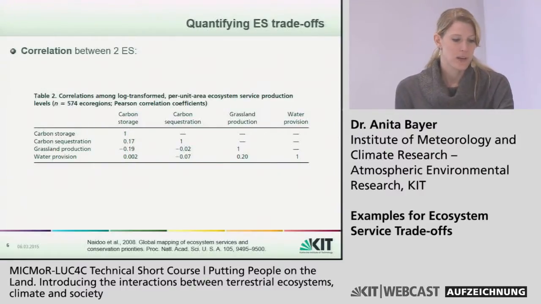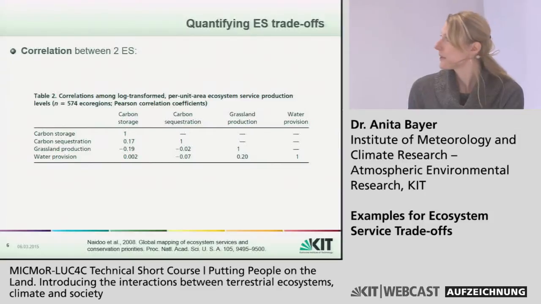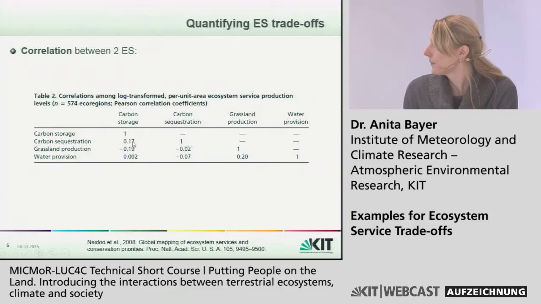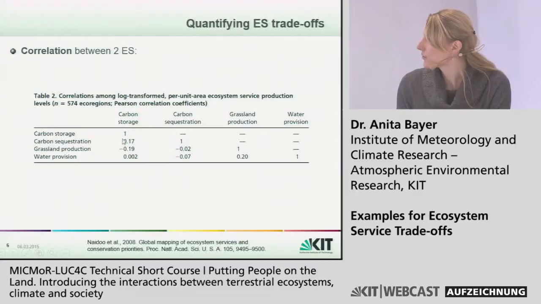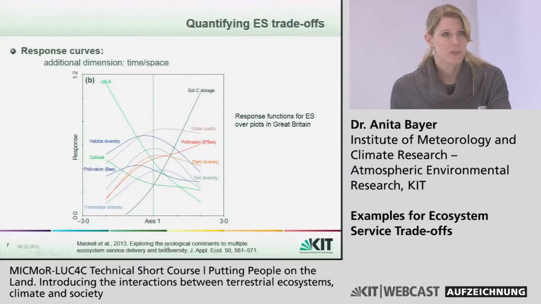So the most straightforward way to quantify trade-offs between services might be to just calculate the correlation between two services. And in this study that has been done for 2 regulating and 2 provisioning services, and you see from the numbers, they indicate some positive relationships, obviously between carbon storage and carbon sequestration. We have here a negative relationship with the grassland production, and then you can also identify relationships that are not significant, of course.